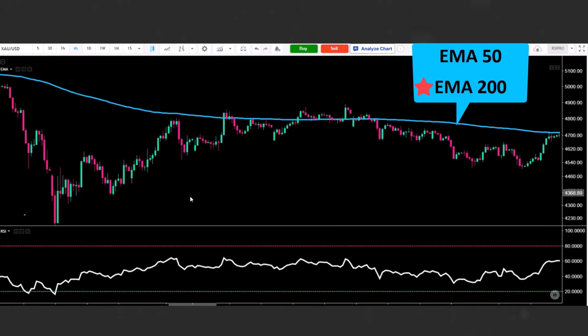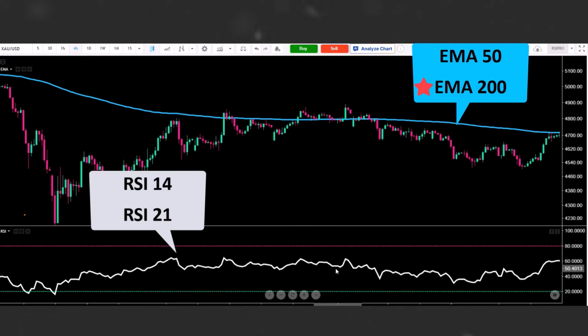Now let's look at the RSI. In scalping, we use a fast RSI, but for swing trading, a fast RSI will give you too many fake signals. You need a smooth RSI to see the true momentum. So we use the standard RSI 14 or even RSI 21 for extra smoothness.